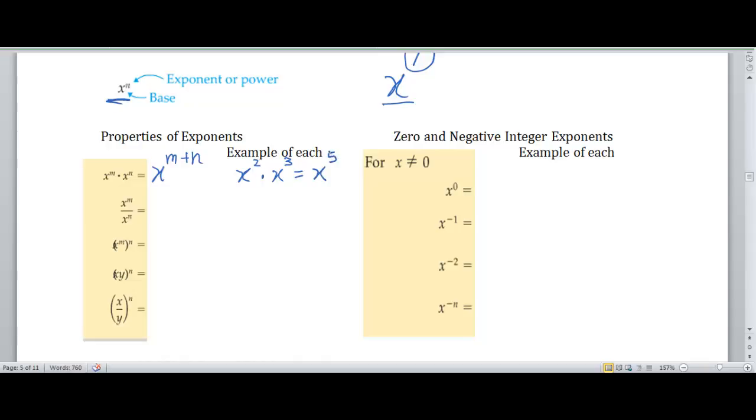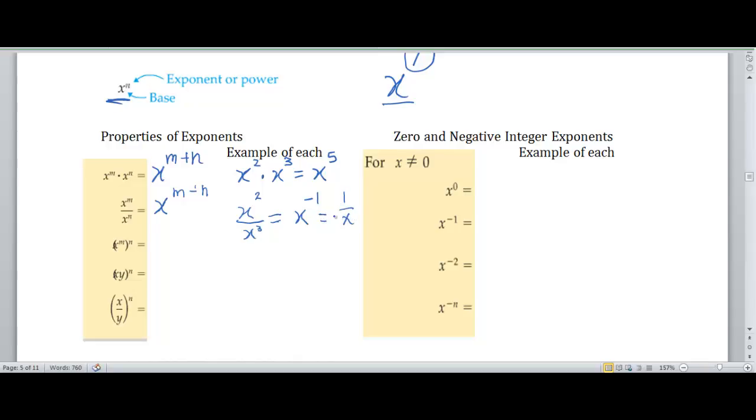Okay? X to the m over x to the n, when you're dividing exponentials or exponents, you subtract the exponent part, you get x to the m minus n. So if I had x squared over x to the 3rd, 2 minus 3 is x to the negative 1. Okay, again, you always do the top exponent minus the bottom exponent, so that's x to the negative 1. And you can write x to the negative 1 as 1 over x.